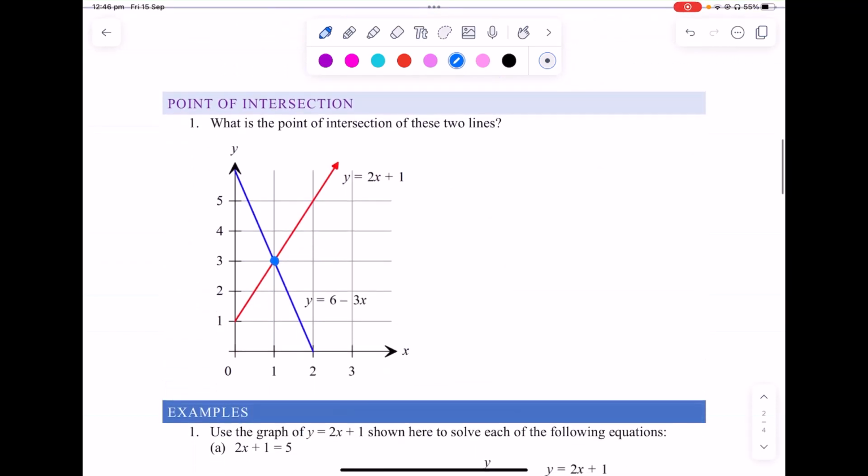The next thing in this section I'd like you to understand is a point of intersection, and it's probably the easiest thing we're going to do. The point of intersection is here, the point where two lines cross each other. And we've done a lot of work on reading points, and you can see that the value of this point would be 1 and 3. So a point of intersection is where two lines cross each other.